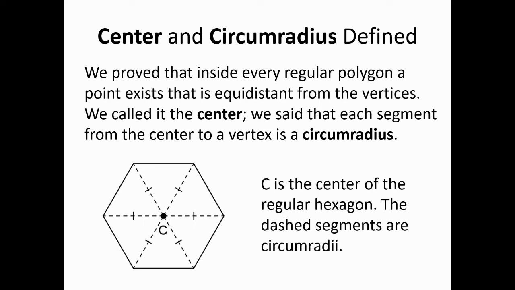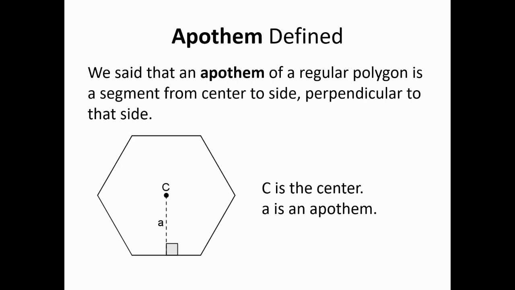So here's a picture to illustrate the idea. We have in this diagram a regular hexagon. The center point exists. There it is, point C. And we constructed in all the segments from center to a vertex, all the circumradii, and these are equal in length just by definition. We also discussed apothems.